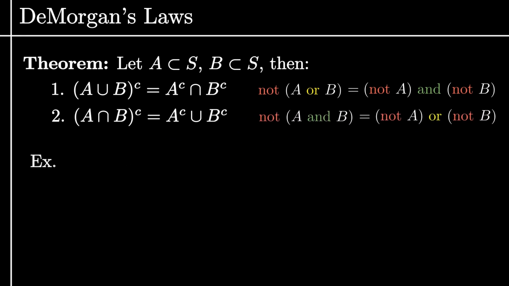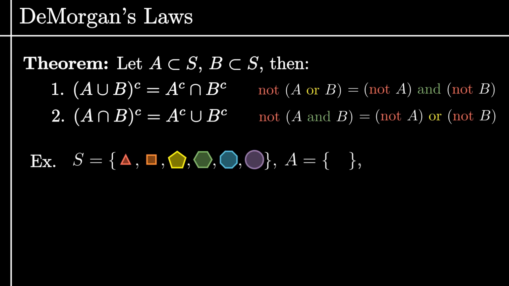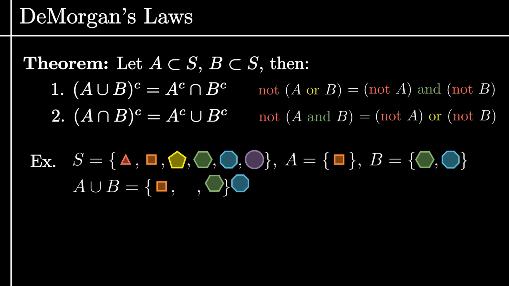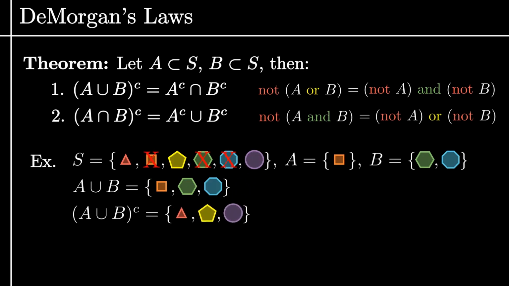Let's look at an example of this. Let S be the set containing the following regular polygons, where A is the set just containing the square, and B is the set containing the hexagon and octagon. Let's look at Theorem 1. Firstly, A union B is just the shapes that are in either A, which is just the square, or B, namely the hexagon and octagon. The complement of this set is then just the shapes which are in S, excluding those in A union B.